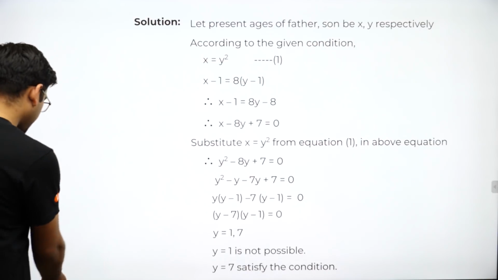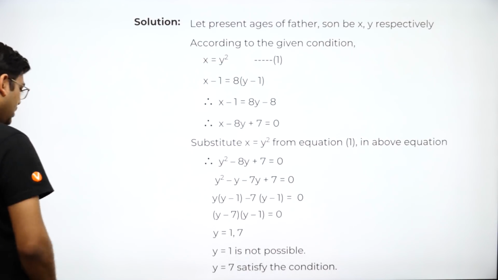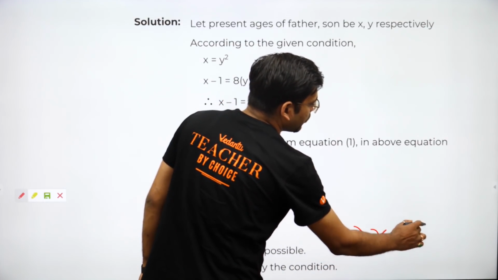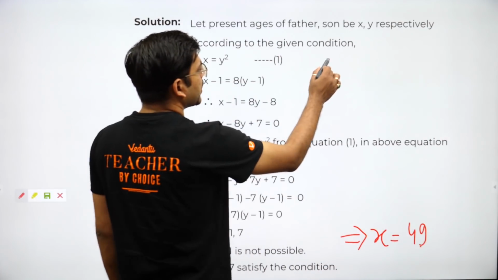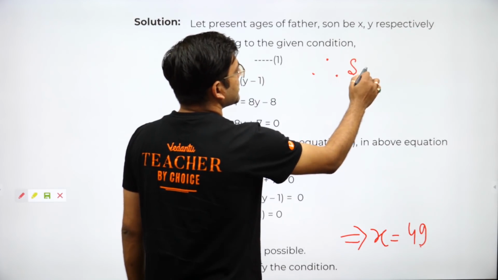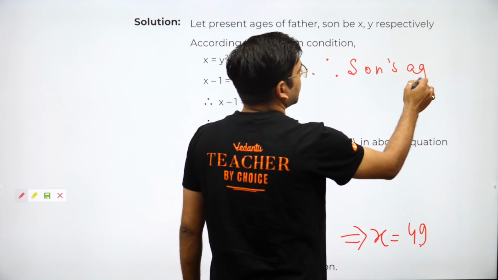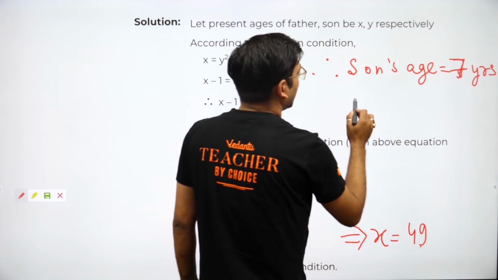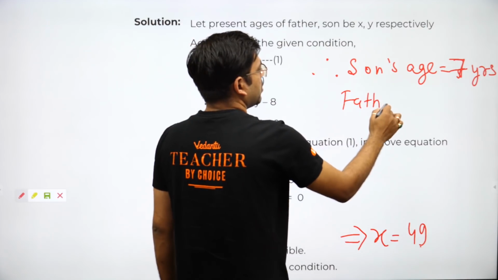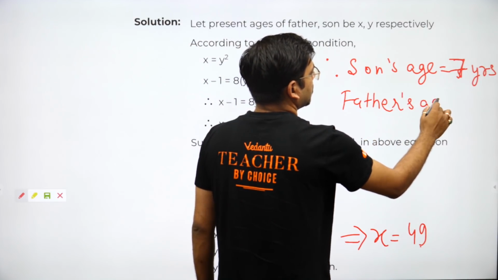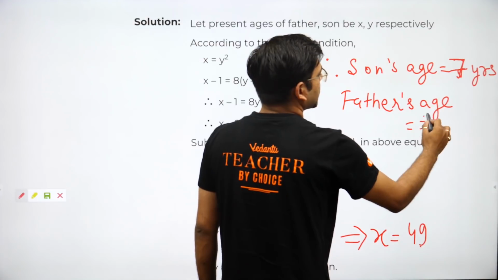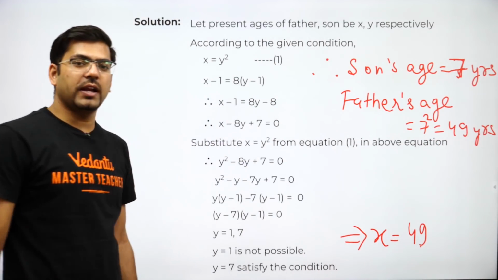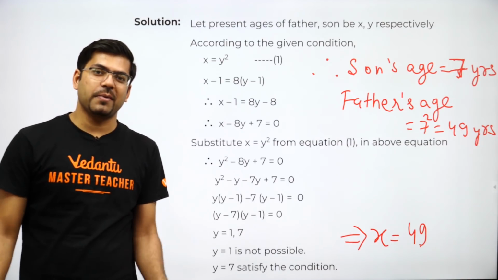49. Sorry, I have missed this. So I am writing here, this implies x is equal to 49, and don't forget to write this. Therefore, son's age is equal to 7 years and father's age is equal to 7 square, that is 49 years. Okay, so this would be the final answer which you need to write in your examination copy.